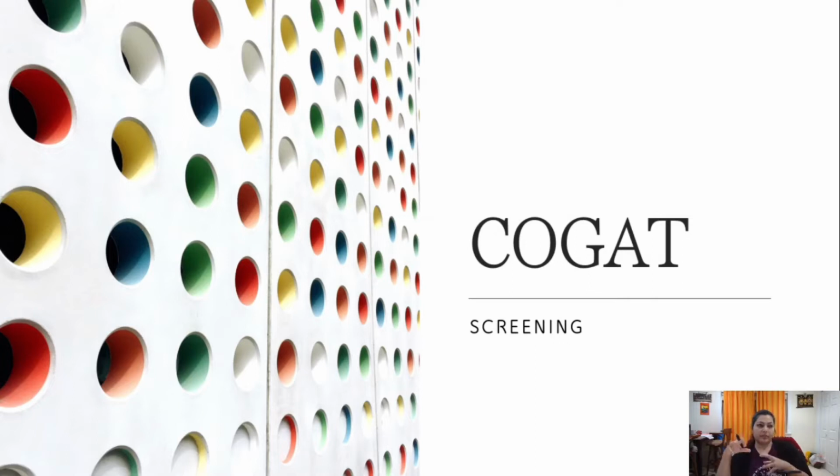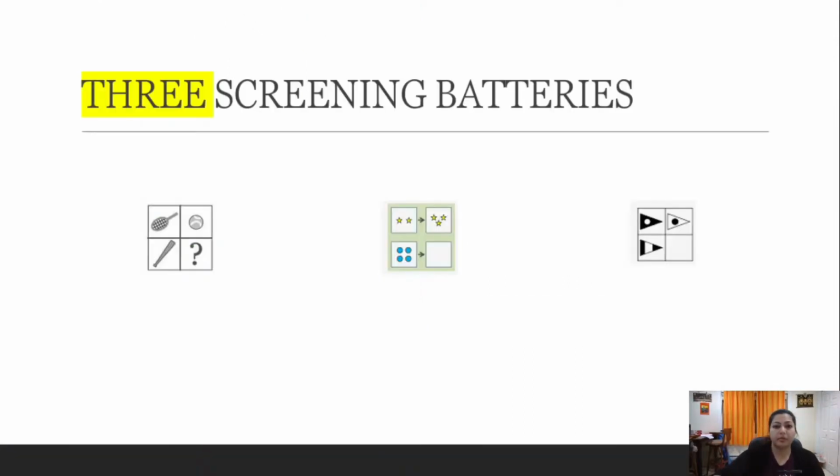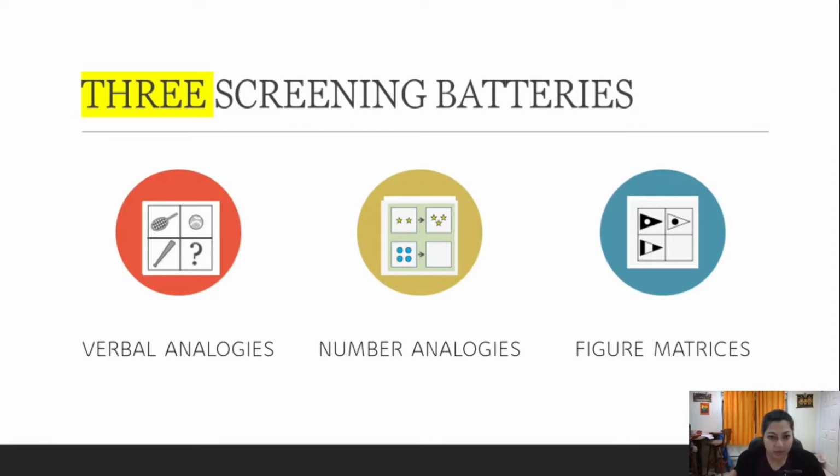The process goes like this for the screening. If you get a certain percentage, which is the criteria for your district, they allow you to take the full CogAT, and once you get the criteria marks for the full CogAT, only then are you eligible to take all sets or ITBs. Coming back to CogAT screening, there are only three batteries: verbal analogies, number analogies, and figure matrices.